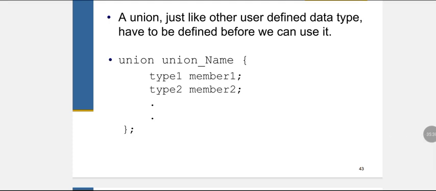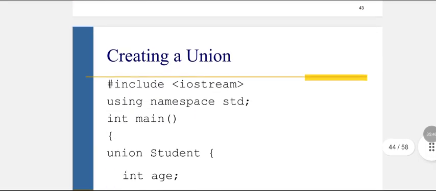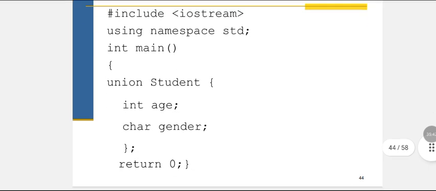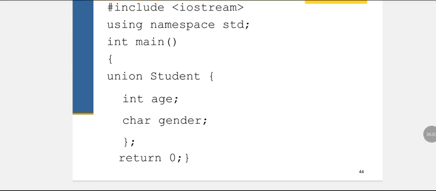Then we go to creating a union. You can see our example over here. Inside the function int main, we have the union and the union name, that is student. Then inside we have our data types and variables: the int age, then the character gender. Terminate, then we execute.